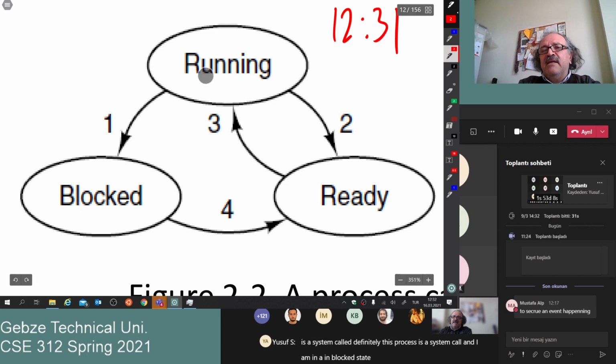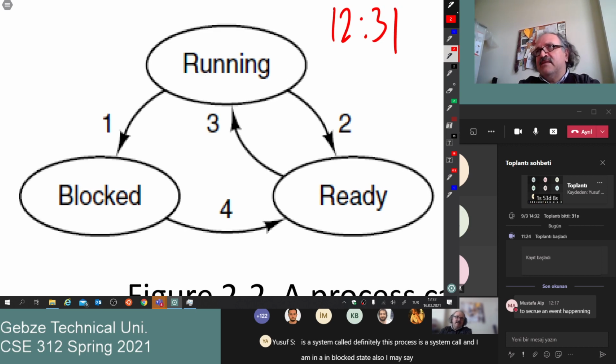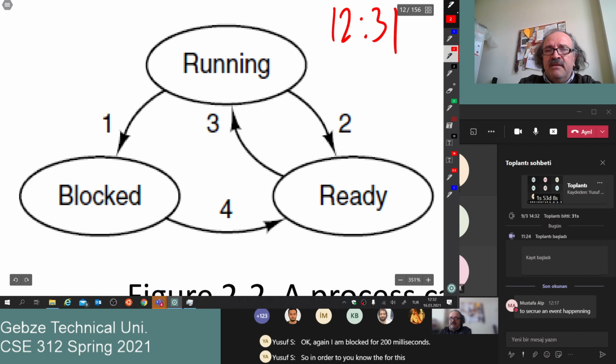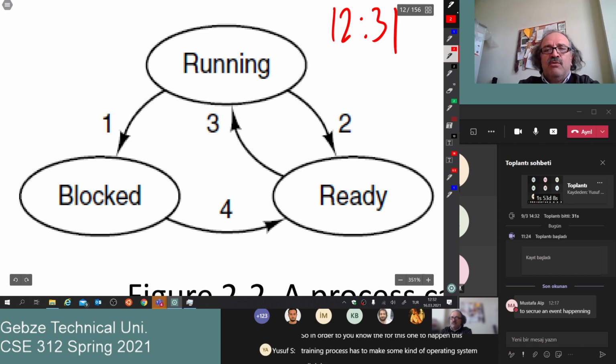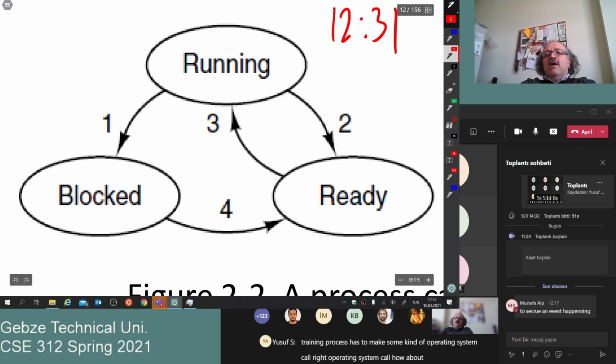Also, I may say okay, sleep 200 milliseconds. Again I am blocked for 200 milliseconds. So in order for this to happen, the running process has to make some kind of operating system call. How about number two? How can I go from running state to ready state?